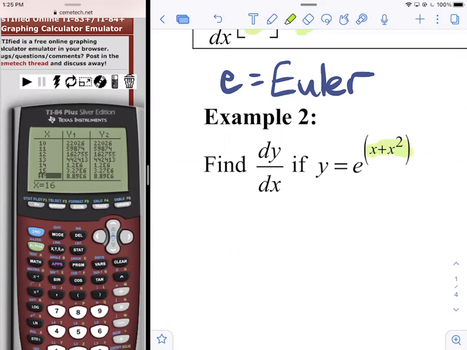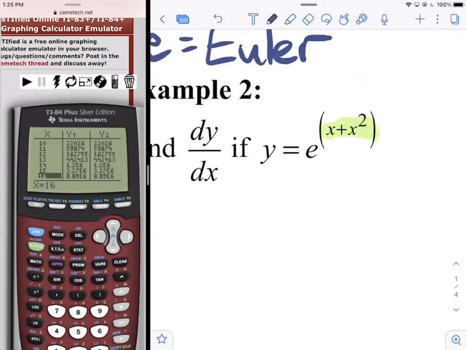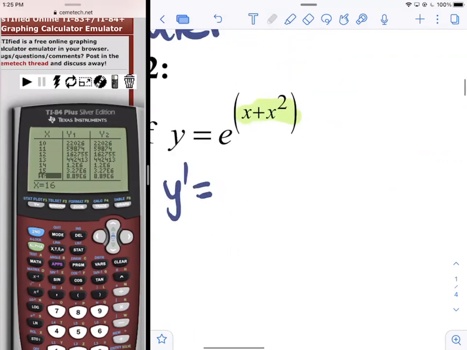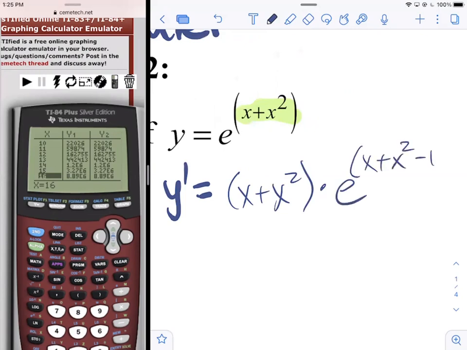X is in the exponent. Good. That's how we know. So here's what people who don't first size it up and realize it's exponential do. They go, oh, I know the power rule: x plus x squared times e to the x plus x squared minus 1th power. Multiply and subtract, right, everybody? Right? Multiply and subtract. That's not right.